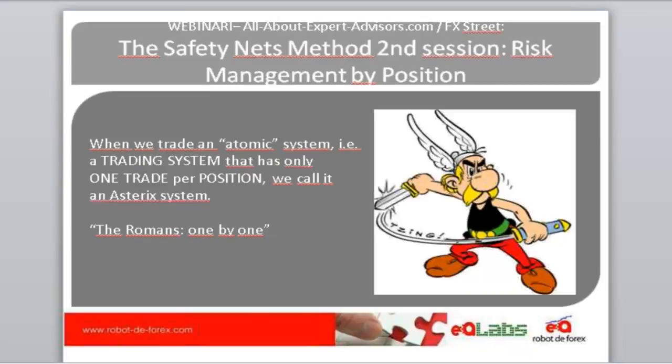Okay, so now that we understand that a position is not the same as a trade, we need to understand the next definition. What is an atomic system? An atomic system is a system, I call it Asterix. I don't know if you guys read these cartoons. It was part of my childhood. I think all Europeans read Asterix and Obelix. Who in this room read Asterix and Obelix? Somebody knows this cartoon? Great.